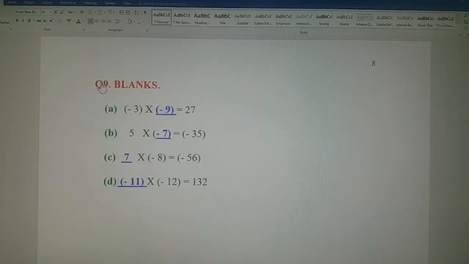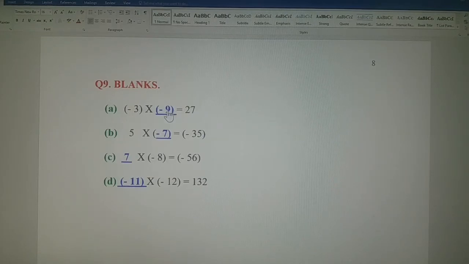Question number 9, blanks. The first question is minus 3 multiplied by dash equal to 27. Now we know 3 is stable. 3 multiplied by 9 will be 27. So in the blanks we have to write 9.